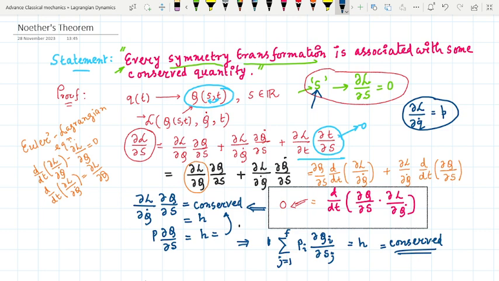Okay. So what does the theorem state? It is very simple: every symmetry transformation is associated with some conserved quantity. So we have considered that the Lagrangian is symmetric with respect to some physical parameter s, and this assumption gives out another physical quantity to remain conserved for the system, which we have called H. Now if I give some example, then it will be better to understand.